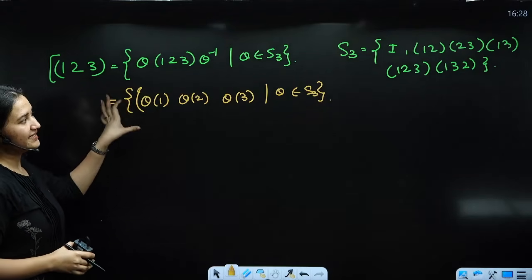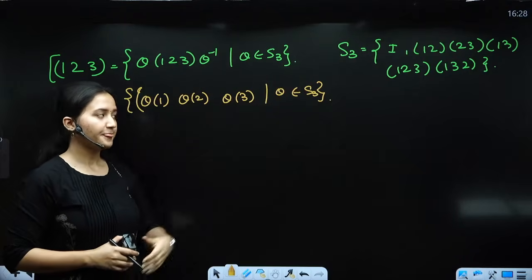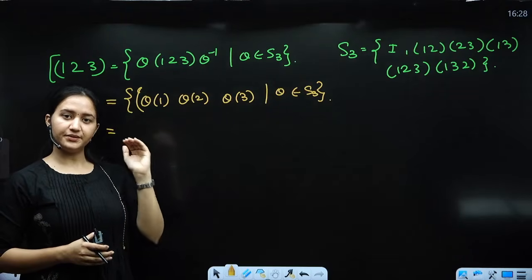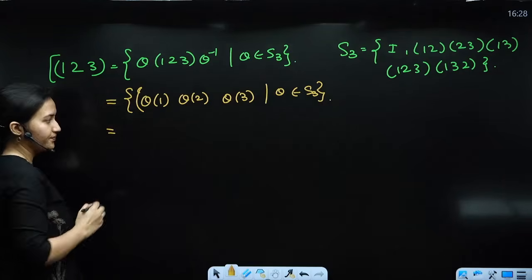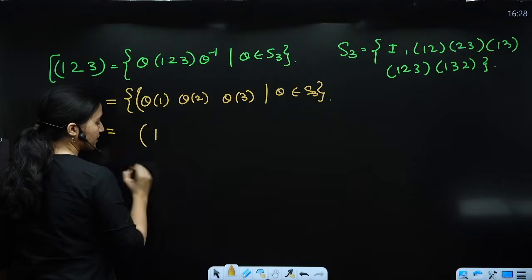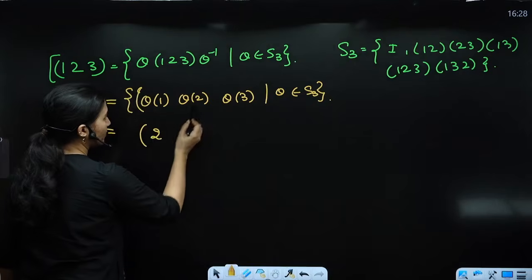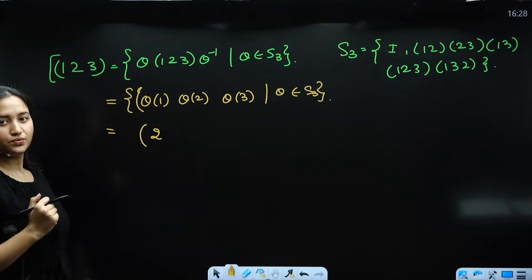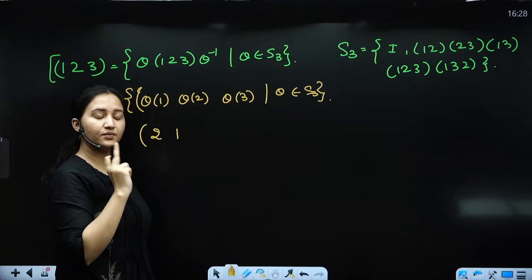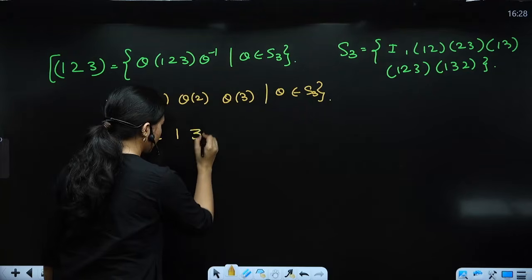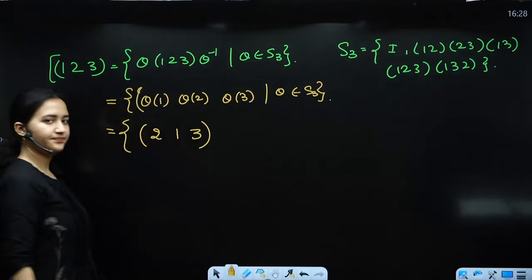Let's take first theta as (1 2). Now in (1 2), I need the image of 1 and 2, right? So what is the image of 1 in (1 2)? That is going to be 2. And what is the image of 2 in (1 2)? It is 1. Then the image of 3 in (1 2) is 3. What do I have? 2 1 3, right?